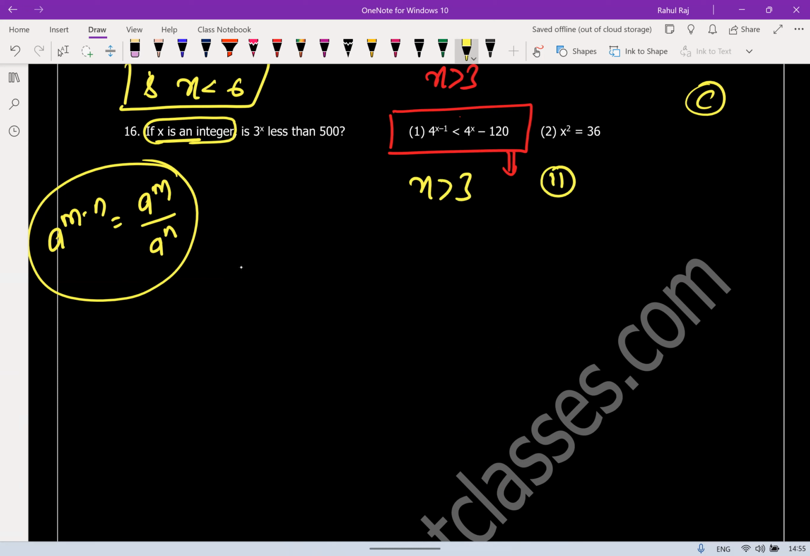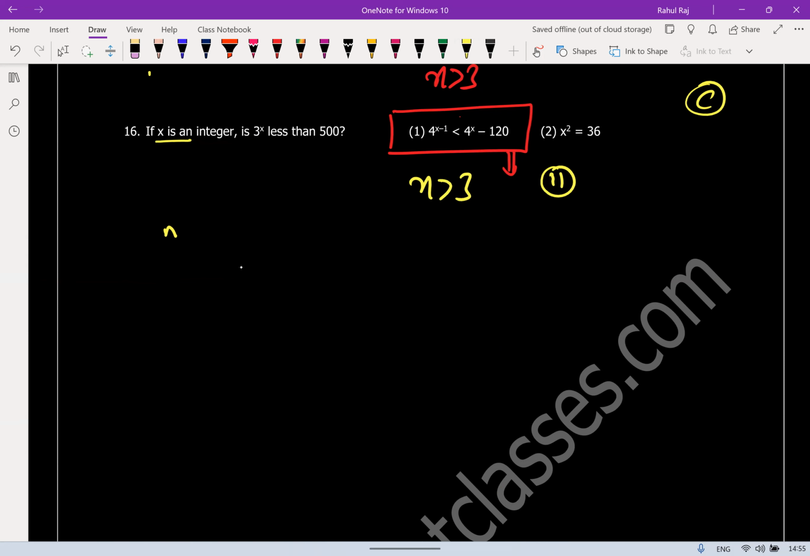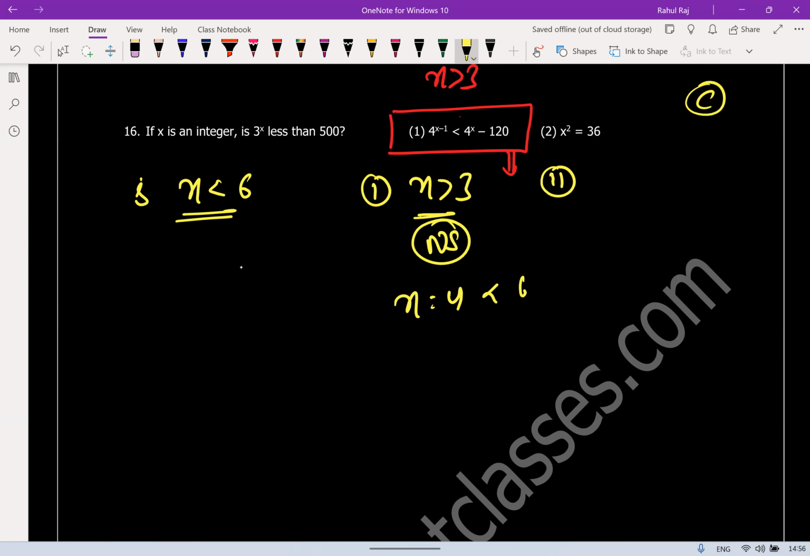Statement number 2 says, so my question is what? Please tell me this. My question is, is x less than 6? Statement number 1 is x is greater than 3. Now tell me, is this sufficient or not? Not sufficient, right? Insufficient, because my question says is x less than 6. Option number 1 says x is greater than 3. x can be 4, which is less than 6. x can be 10, which is greater than 6. So I can't tell you x less than 6. Option number 1 is not sufficient.